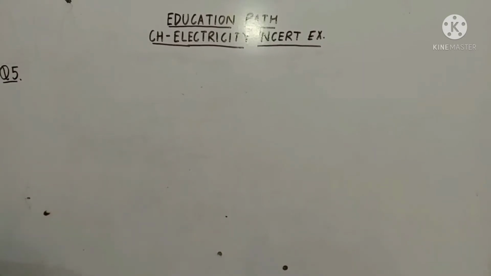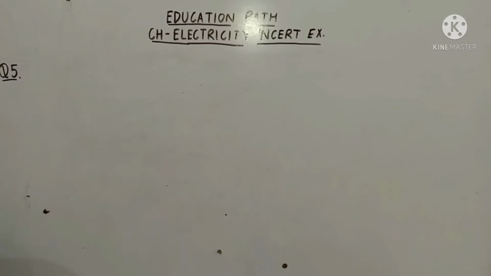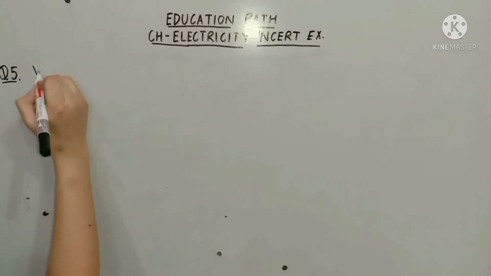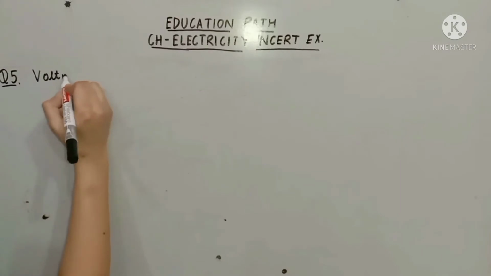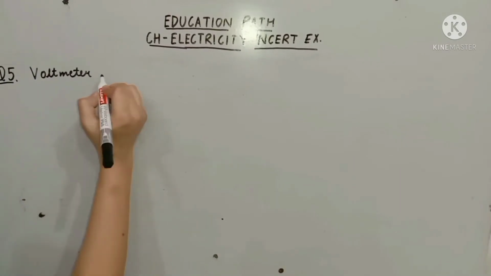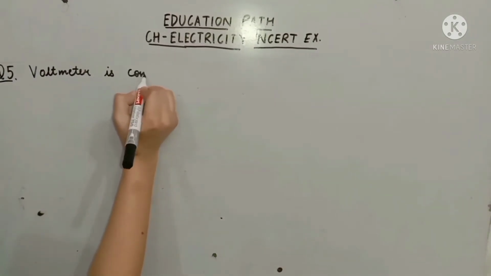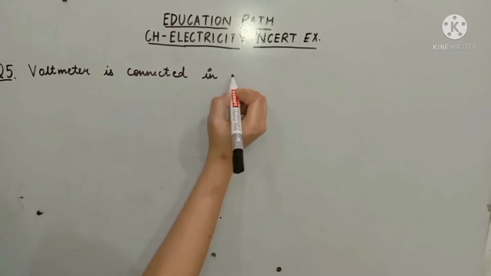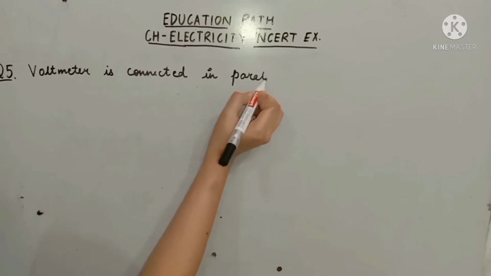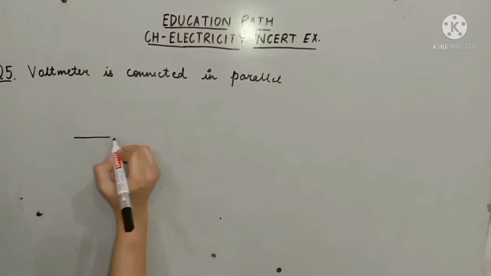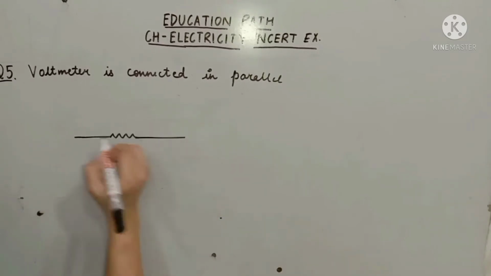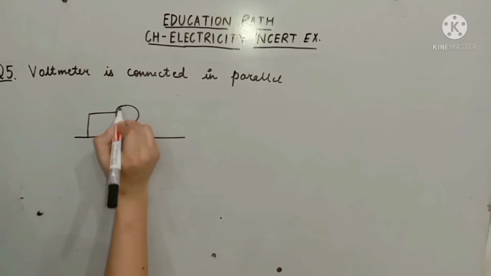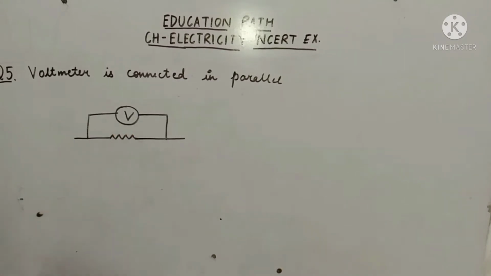Let's discuss chapter Electricity, NCERT exercise question number 5. How is a voltmeter connected in the circuit to measure the potential difference between two points? We know the voltmeter is connected in parallel. This is a resistor and this is how the voltmeter is connected.